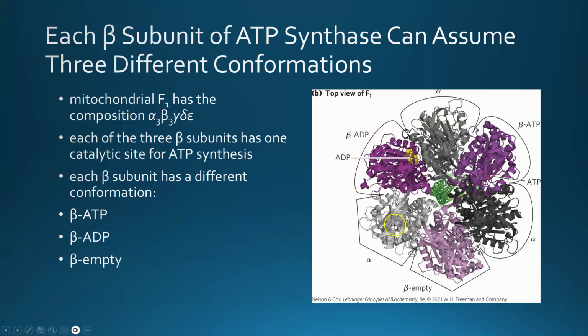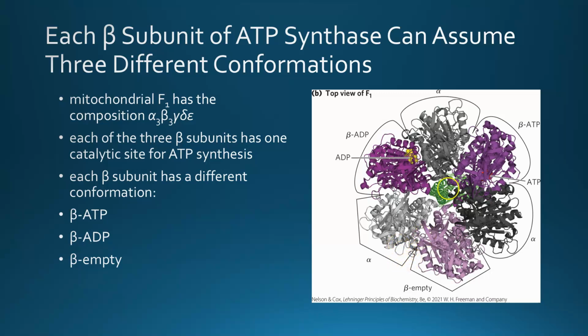As the linker arm rotates, that is what's in green, as that rotates, these purple and gray subunits, the alphas and betas, they don't rotate, but they do change conformation. So let's start down here at the lower left in the empty subunit. This is also sometimes called the loose or the open. The empty or open active sites have no ADP or ATP bound.